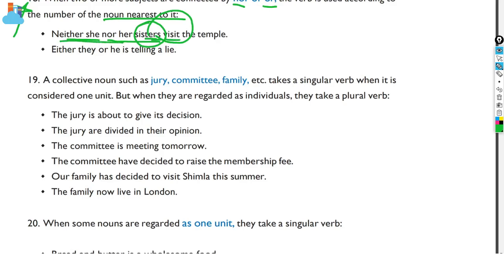ये जो सिस्टर है, सिस्टर प्लूरल है, therefore this is plural. और ये किसके साथ है, neither nor. When neither nor is there, the concept is that we will have to notice the last noun, and according to the noun the verb will agree.